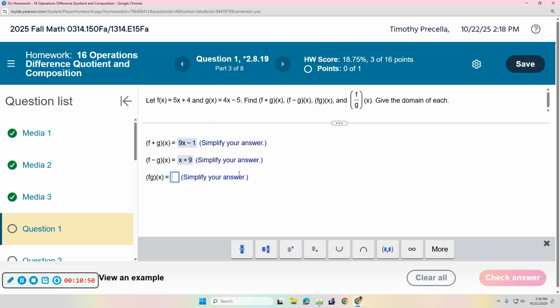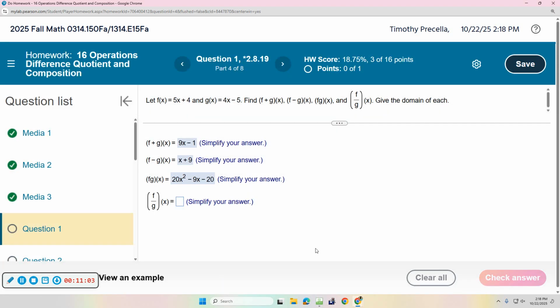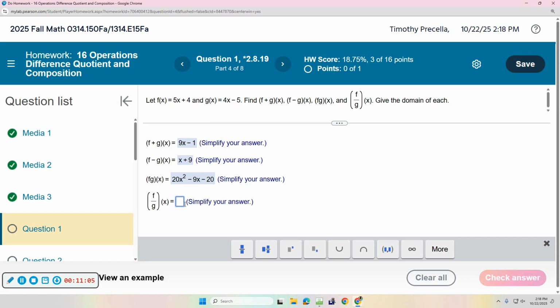So that was 20x squared minus 9x minus 20, and f divided by g. Typing in that fraction, I'd use the fraction hot button. We have 5x plus 4 on top and 4x minus 5 on bottom.